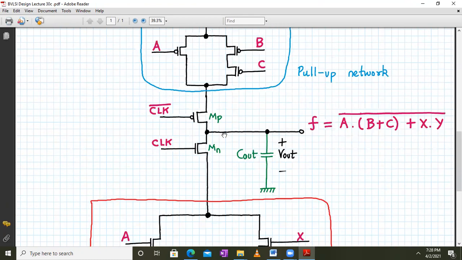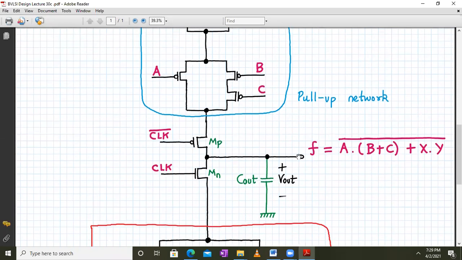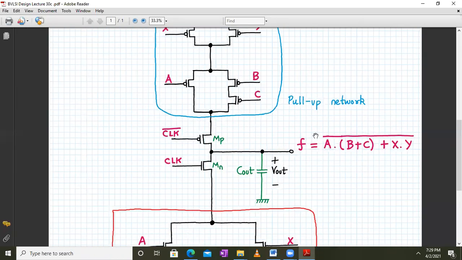In between your pull up and pull down network, we have a PMOS transistor, MP, whose input is connected to clock bar, and an NMOS transistor, MN, whose input is connected to the clock. At the output node, we have connected an output node capacitor, C out, wherein we measure the V out voltage. Okay, so this implementation will give us the Boolean expression f is equal to (a dot b plus c plus xy) the whole bar.